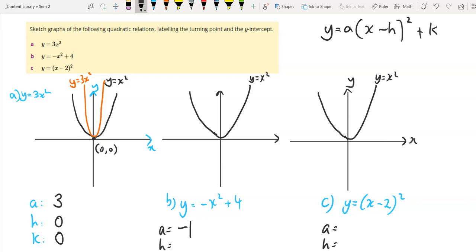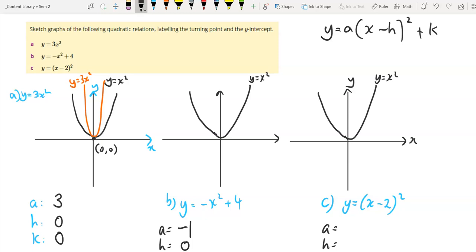Katie, what's H, do you think? 0 is correct. H is 0. What's K? 4. We'll look at it compared to the next one. That'll make it easier to explain, okay? So, do you notice the difference between the two? Notice here it's just x squared, whereas this one's got x minus 2 all squared. So if you look at the format, there's no constant inside, there's no number inside the brackets. So that means H is 0.